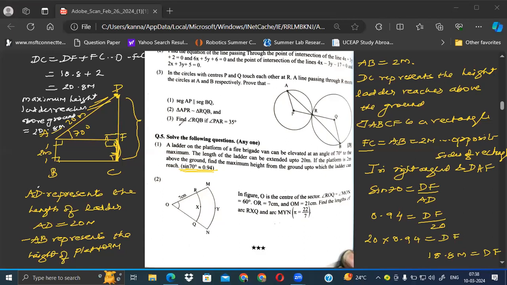I hope everybody understood this question. Now, question number 5, the first part is over. The second part is remaining, children.